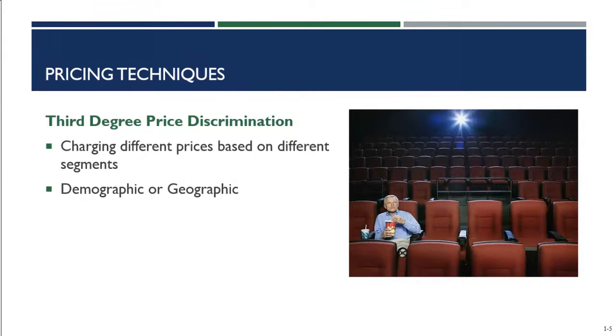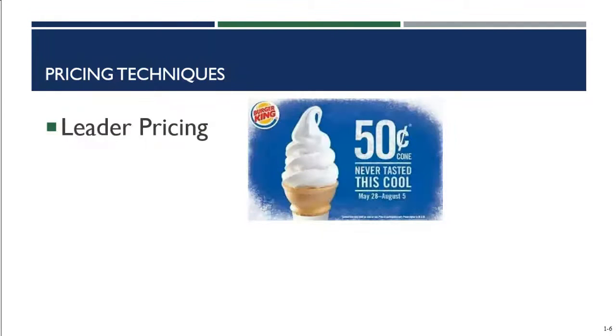A couple other pricing techniques that we will talk about in this chapter. Leader pricing. Leader pricing is the practice of pricing certain items lower to get people into the store and boost sales of complementary products. These are sometimes referred to as loss leaders. If you've seen the Burger King sign, and McDonald's does it too, come in and get a 50-cent ice cream cone. Well, most people are going to go and not get just the 50-cent ice cream cone, but they'll have dinner there as well. So it brings customers into the store.